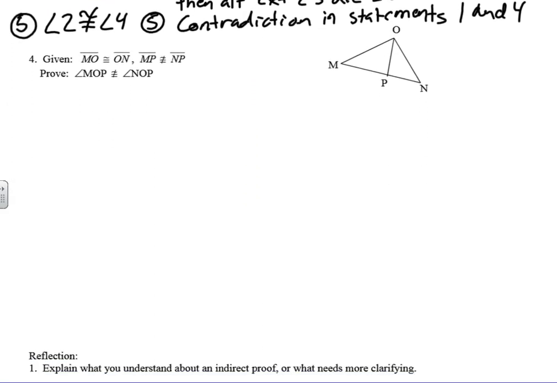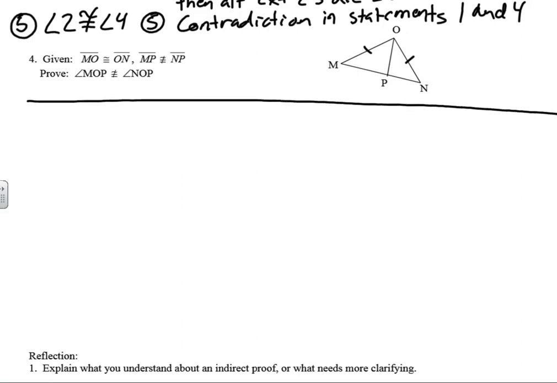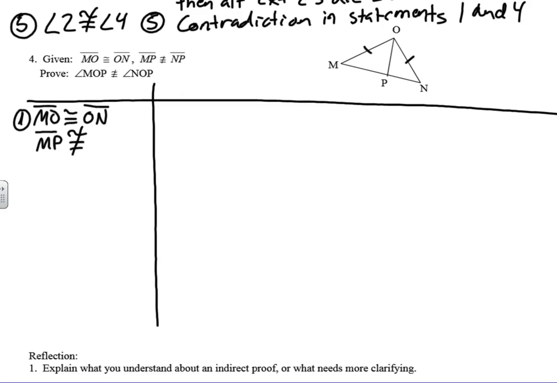Okay, we've got one more. So given MO congruent to ON, and we have something that's not true, we're going to try and prove this angles are not congruent. So again, the indication for this here, the way that we see an indirect proof method is by when we see that the thing we're being asked to prove, oftentimes it has that not through it, the little slash that means not. So let's assume the opposite.